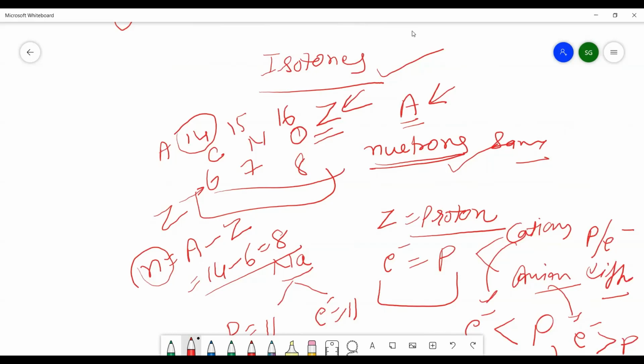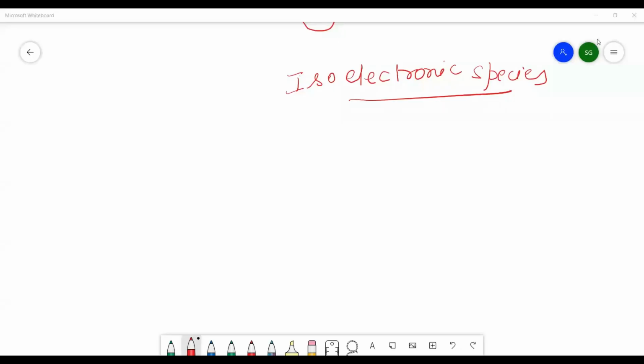Now, the next one is isoelectronic species. Isoelectronic species are the species which contain the same number of electrons but different numbers of protons. Likewise, they can be cations, they can be anions, or they can be neutral atoms. Suppose we are having such kinds of species.